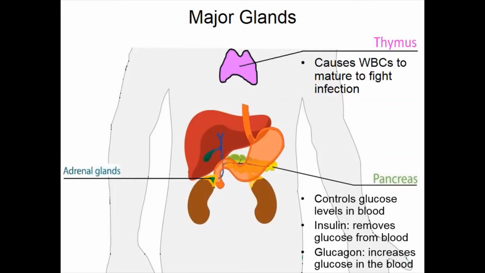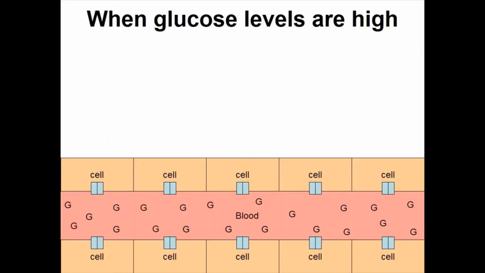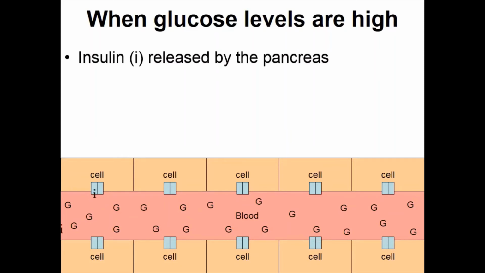Let's look at these two in a little more detail. When glucose levels are high, and that's what you see in the picture right now, a person has just had a meal and their blood is full of G, which stands for glucose. When glucose levels are high, the pancreas will respond by releasing insulin, the letter I in my animation. The insulin is attaching to these little channels, these little doorways located on each cell. And when the cell channels receive the insulin, watch what happens next.